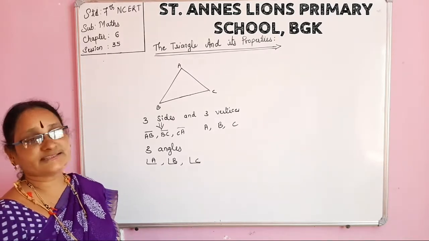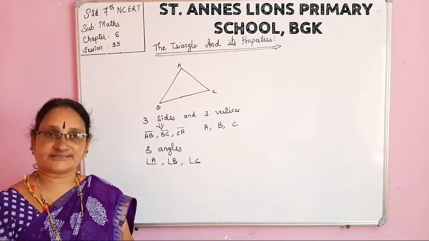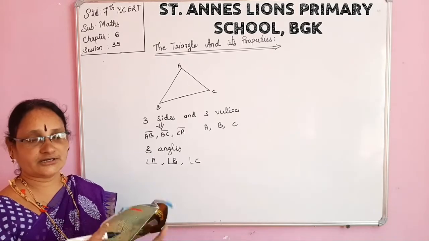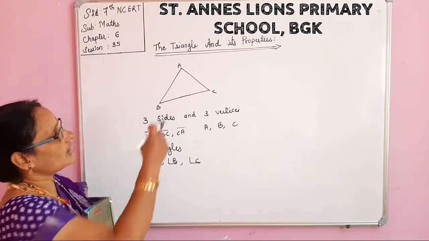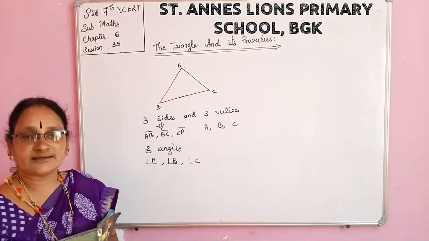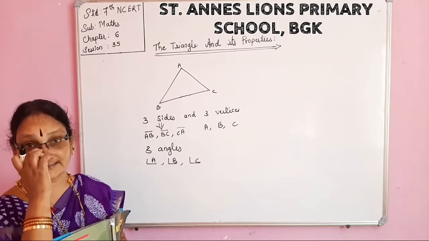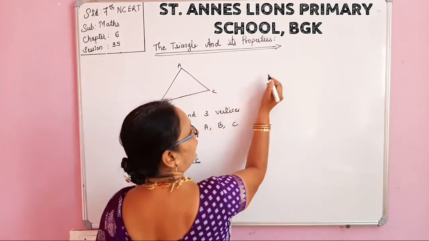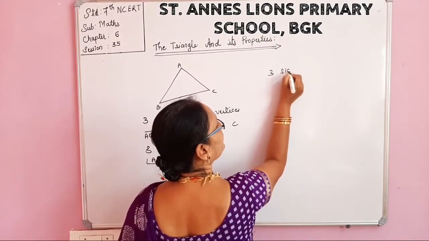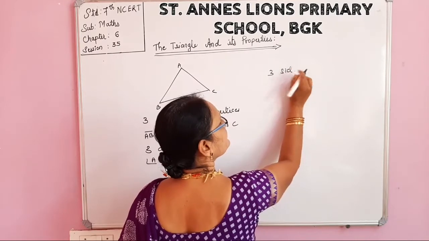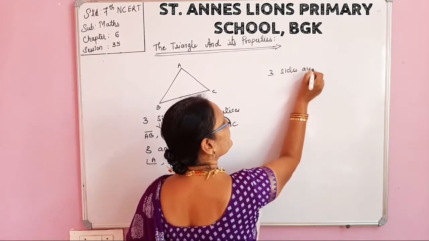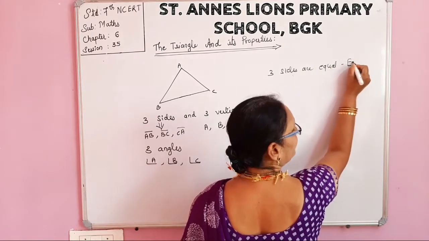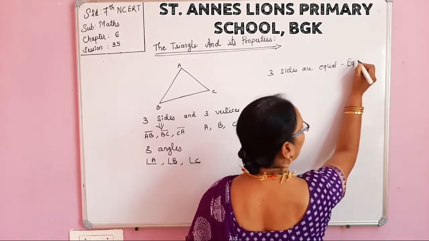Okay. Now we learn some more important aspects of triangles that you have already learned in the previous classes. On the basis of the sides, a triangle is of 3 kinds. Which are those? Equilateral triangle. When is it equilateral? When all 3 sides are equal. When 3 sides are equal, what do we call it? Equilateral.